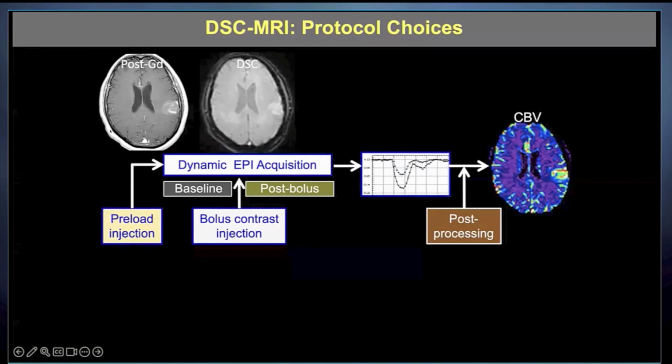Now, a small dose of contrast agent, which we call preload injection, can be injected prior to the bolus injection of contrast in an effort to reduce signal contamination from contrast leakage, since the tracer kinetic properties require intravascular tracer concentration.